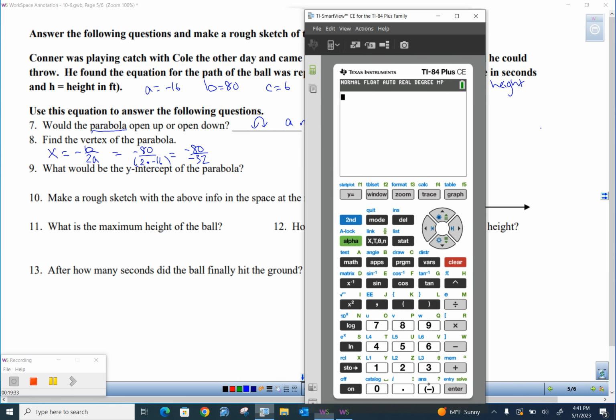It isn't in this case, but it could be a simple fraction, or maybe it's nicer as a decimal depending on the problem. So in this case, it's nice as a decimal. We'll leave it like that. If it's not nice as a decimal, you want to change it to a fraction. So this is 2.5.